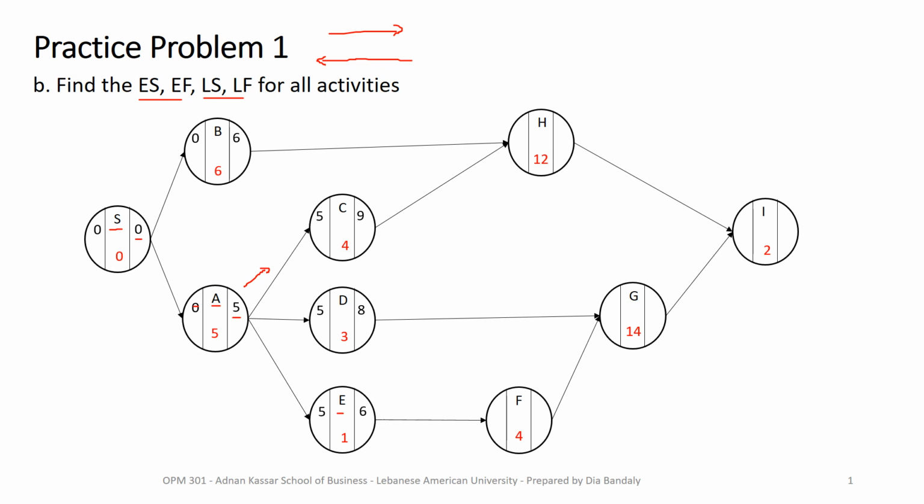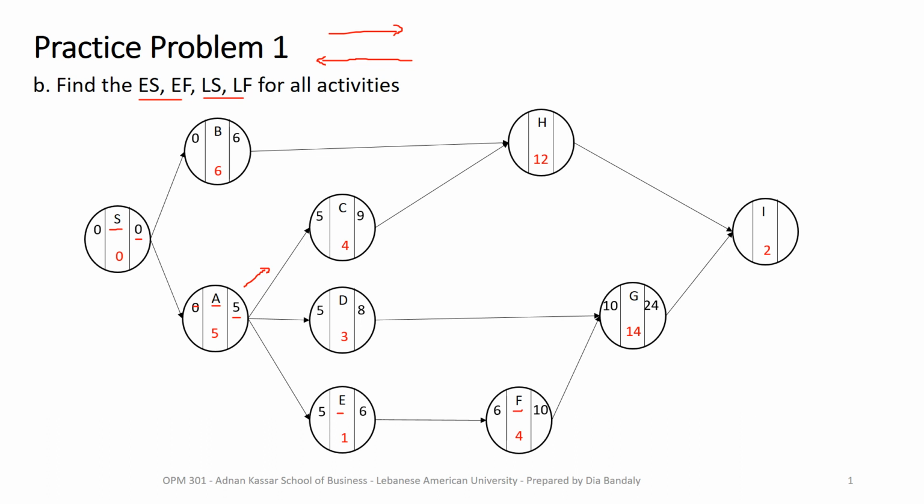Then we go to activity F. F has only one immediate predecessor, so it has an early start equal to the early finish of E. So here we go, 6 plus 4, 10. Then we go to G. G also has one immediate predecessor, which is F. So its early start will be equal to the early finish of F, which is 10. 10 plus 14, that's 24.